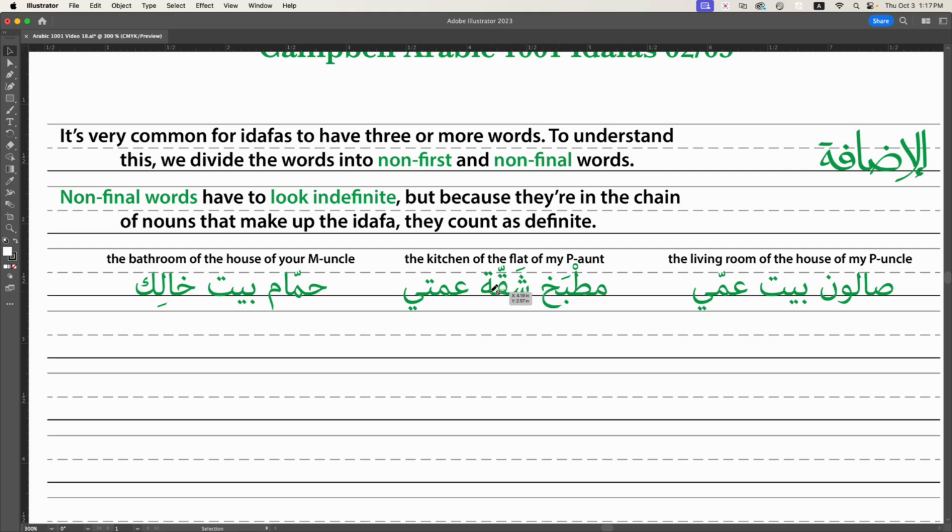Shaqqat, the apartment or flat. We hear the ta in ta marbuta. And ammati, my aunt, my paternal aunt, the sister of my father in English. Again, we wouldn't really get this specific in English.